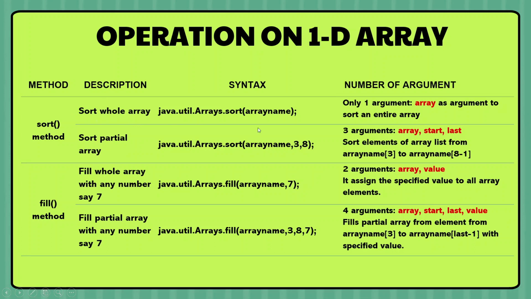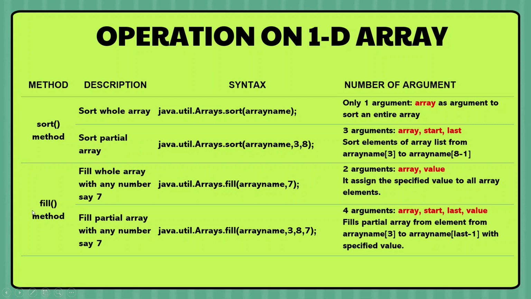To sort the whole array, you just need one argument, that is the array name itself. To sort a partial array, you need three arguments. The first one is the array name, then you specify the starting index, and then you specify the end index. Whatever end index you specify, it will go up to n minus 1, so it will go up to 7 here.